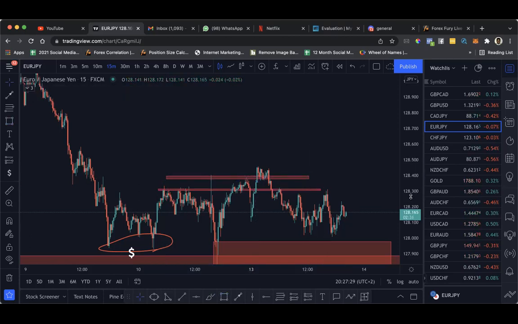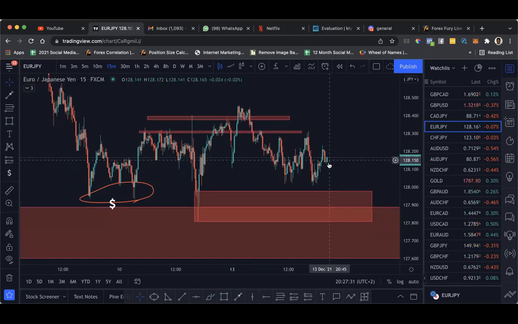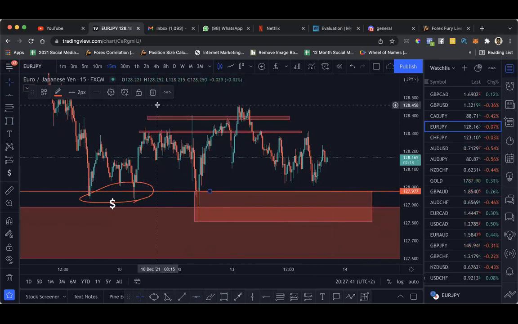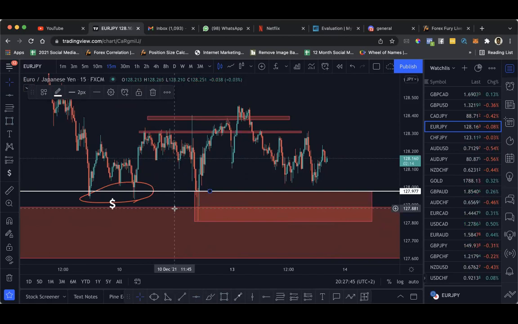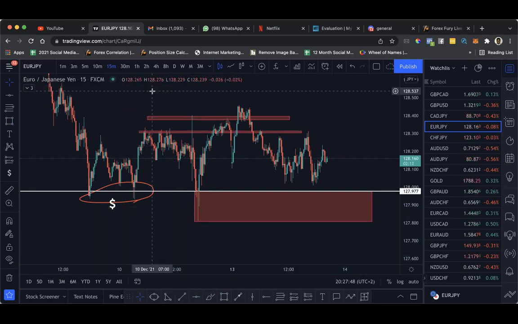Now, you're waiting for price to come back into the order block. This right here is the order block. And then this is your proximal line. Let me make that white. This is your proximal line. Let me delete this zone. And then this is your distal line.